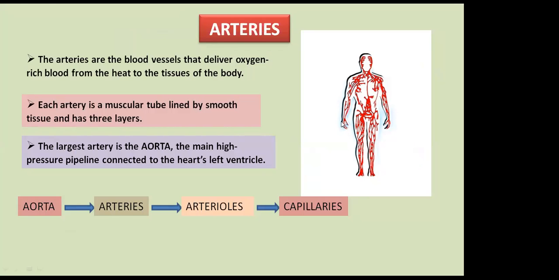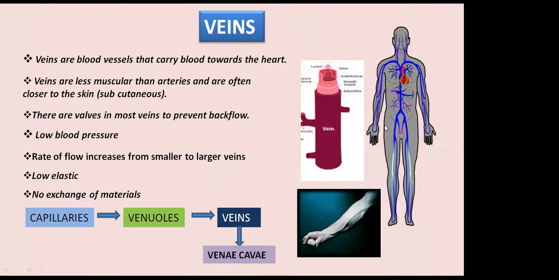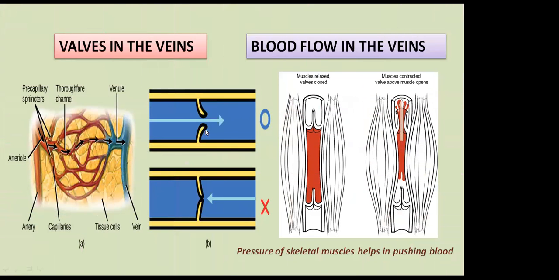But in the case of veins, the blood is flowing against the gravitational force. So the blood has to move from the toe to the chest cavity. As the blood is moving against the gravitational force, there is a chance of backward flow of blood to the tissues. That's why, to prevent backward flow in the veins, they have valves, semilunar valves, which allow only unidirectional movement of flow.